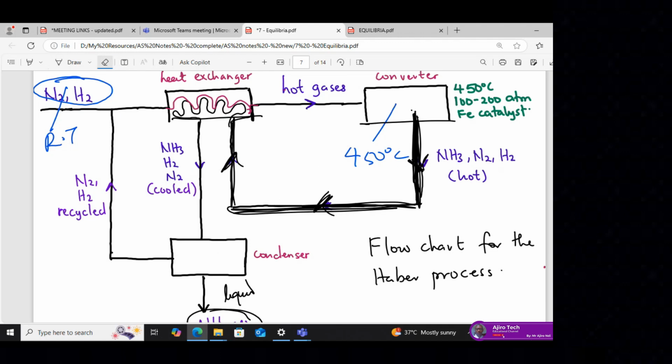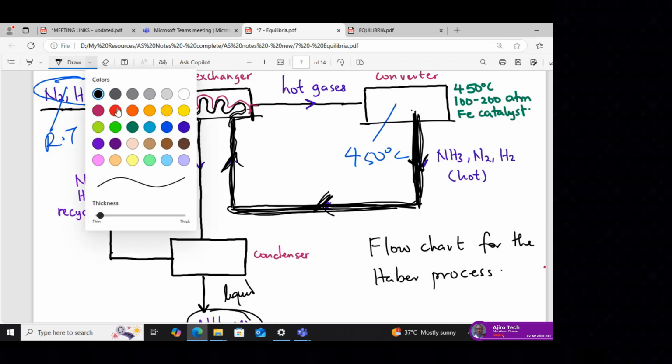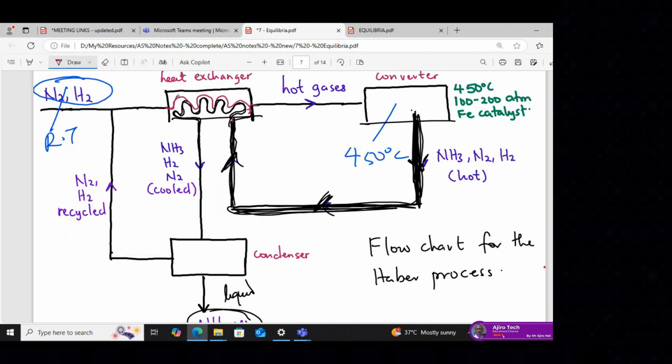We now say, okay, you know what? This ammonia coming out, you come here, come and lose heat to the nitrogen coming in. Look at ammonia. It's now cool a little. But on the other side, look at nitrogen coming in, nitrogen is gaining from ammonia. Do you agree? They don't meet, but the pipes are beside each other. Do you get now?